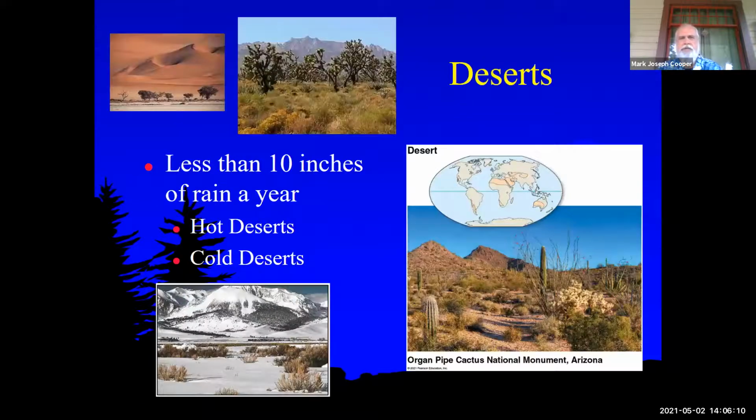All right, so deserts. What you want to link in for deserts is less than 10 inches of precipitation a year. We have hot deserts where the precipitation comes down in the form of rain, and then we also have cold deserts, where the Great Basin deserts up north are cold deserts that typically get most of their precipitation in the form of snow. So deserts have these huge extremes, and I've given you pictures here because this is our local deserts.